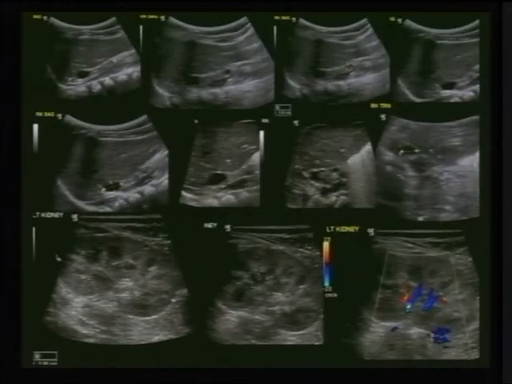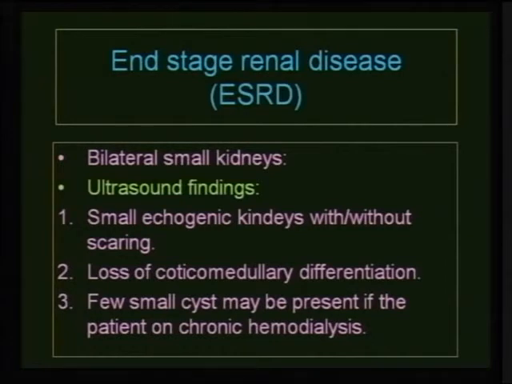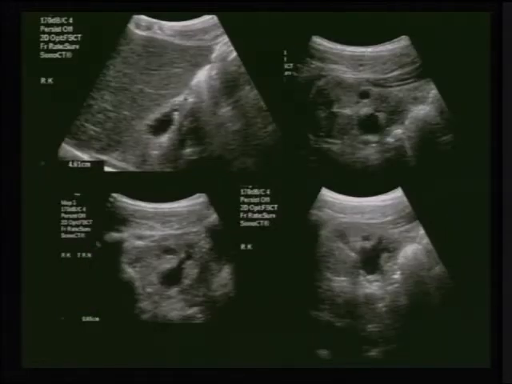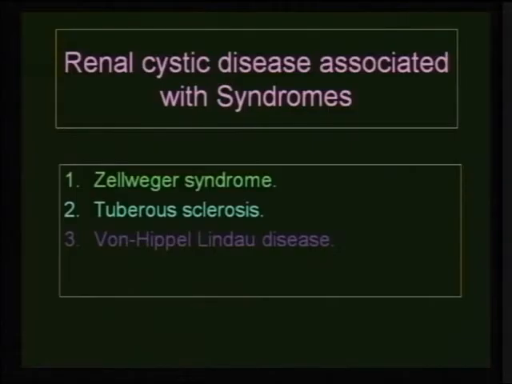And this is an example. If you look at the upper row of the images, you can see a very small echogenic kidney with cysts. If you look at the lower row, you see the compensatory hypertrophy of the other kidney. In end-stage renal disease, the kidneys become small, scarred. If the child is on hemodialysis, they can develop some cysts within the parenchyma. So this is the cystic disease which is associated with end-stage renal disease and with hemodialysis.